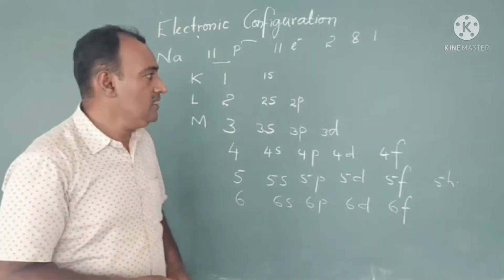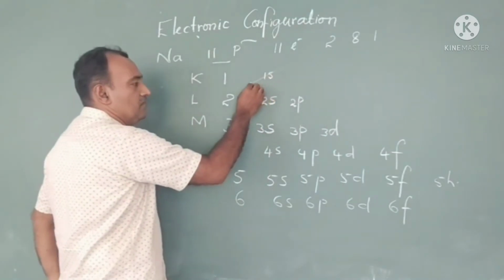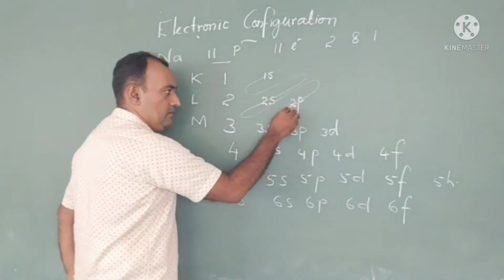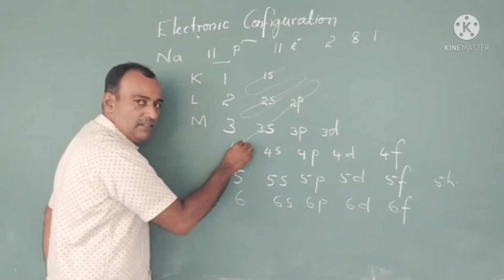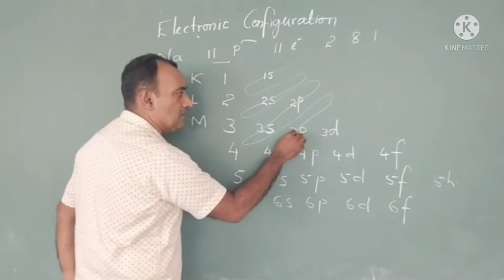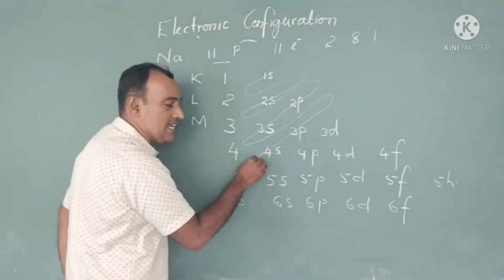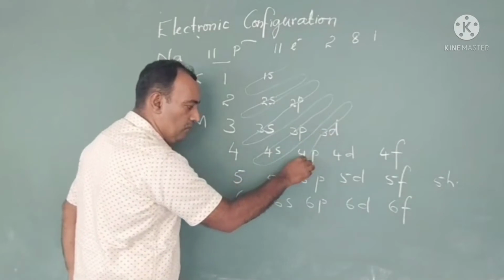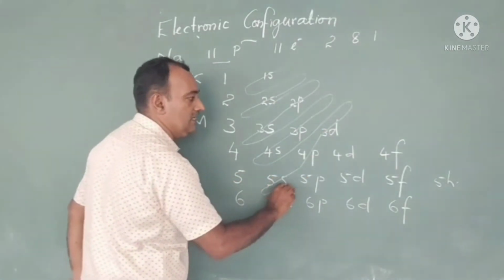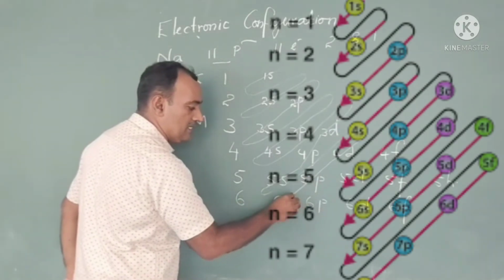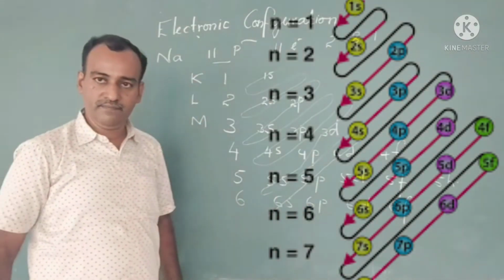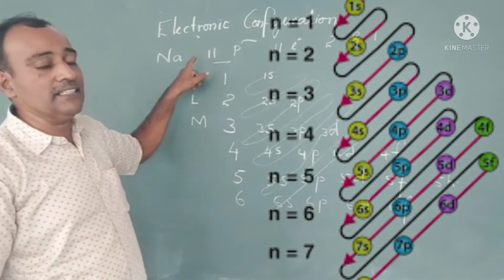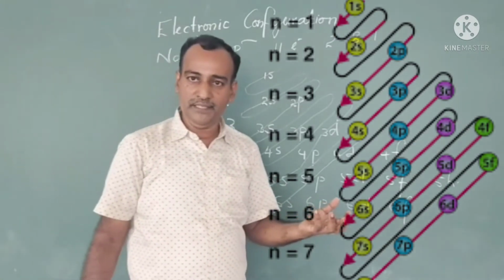What did the Aufbau principle say? First the 1s orbital will fill, then 2s, then 2p. After 2p, 3s will fill. After 3s, 3p will fill. After 3p, 4s will fill. After 4s, 3d will fill. After 3d, 4p will fill. After 4p, 5s will fill. Then 4d will fill, 5p will fill, 6s will fill. It goes like this, based on energy. Based on this, we are going to write the electronic configuration of sodium.